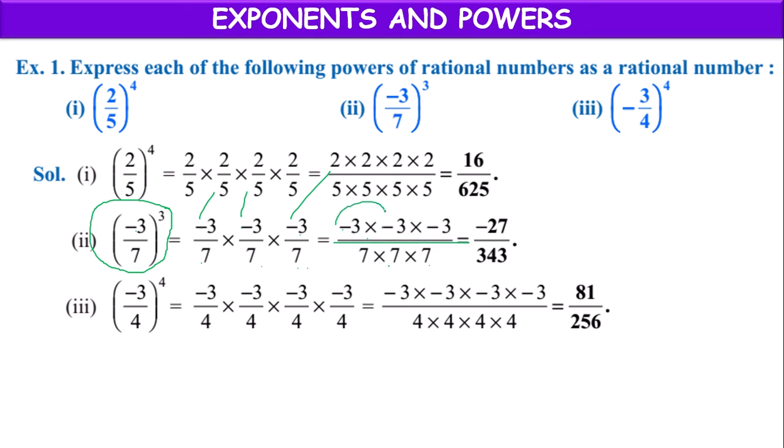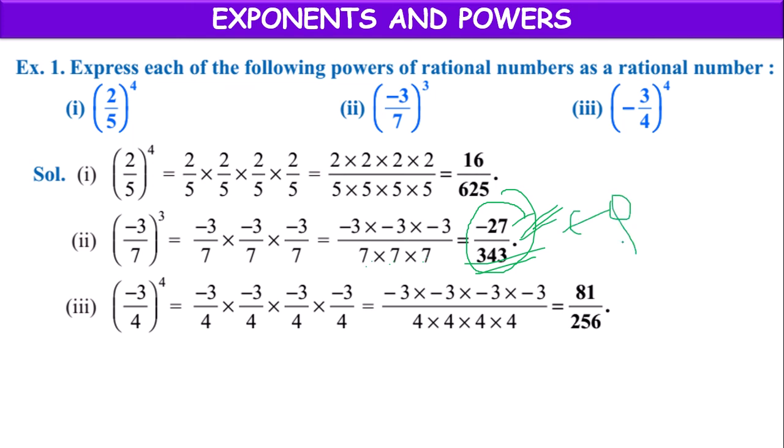So minus into minus is plus, plus into minus is minus. Whenever minus is multiplied an odd number of times, always minus only will come. If minus is multiplied an odd number of times, directly we can keep minus. If minus is multiplied an even number of times, we can keep plus. Here minus is multiplied an odd number of times, that is 3 times. So minus will come. 3 times 3 is 9, 9 times 3 is 27. Numerator 27. Then 7 into 7 into 7, 7 sevens are 49, 49 times 7 is 343. So minus 27 by 343, it's a rational number.